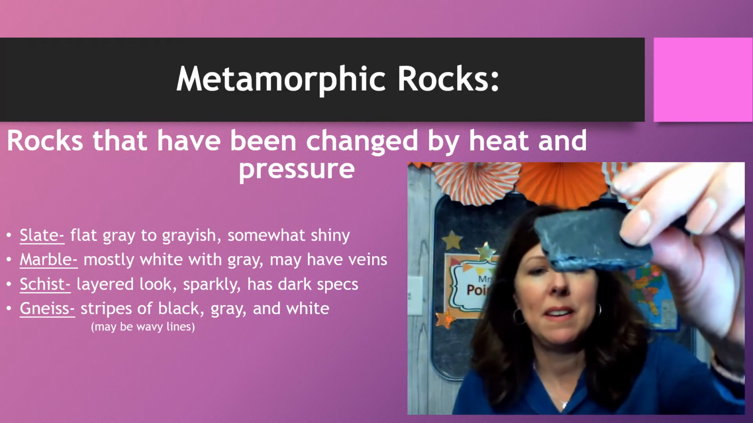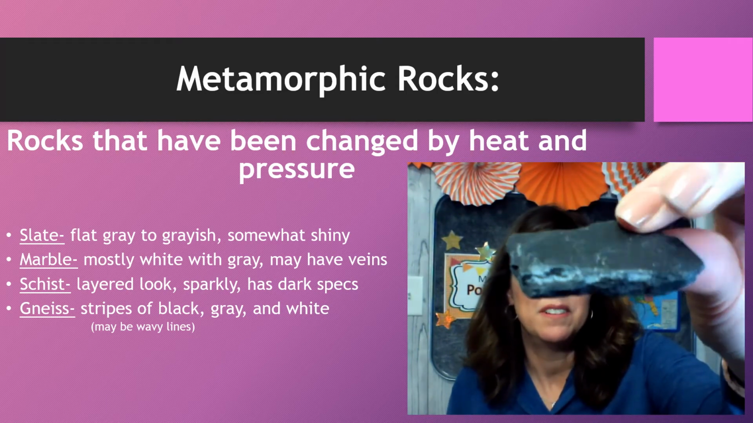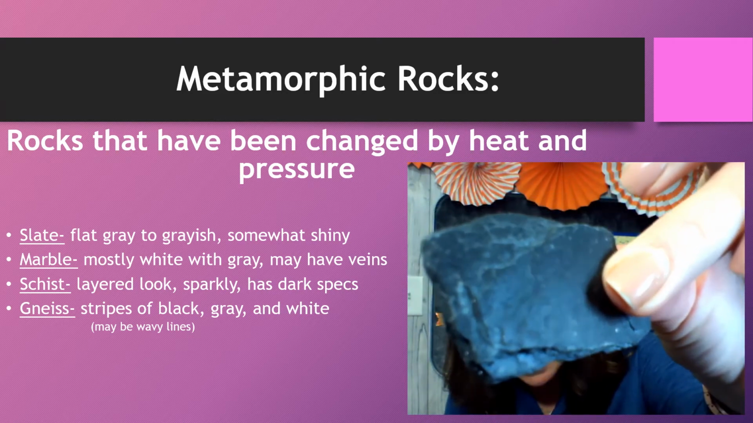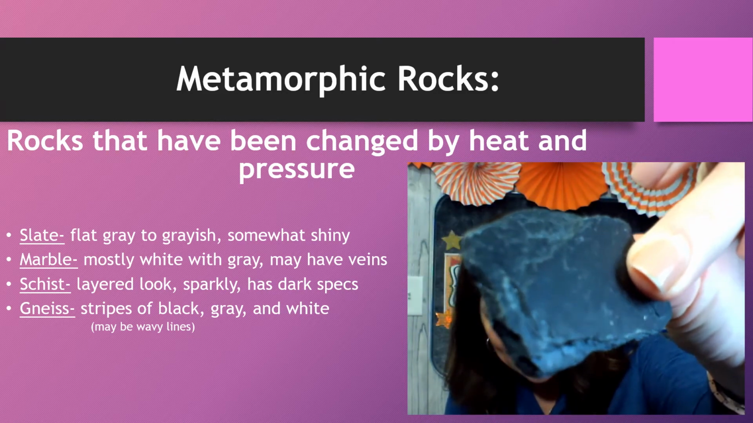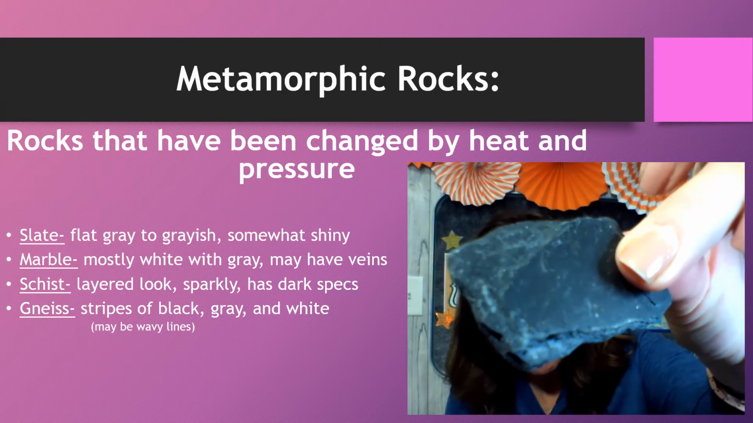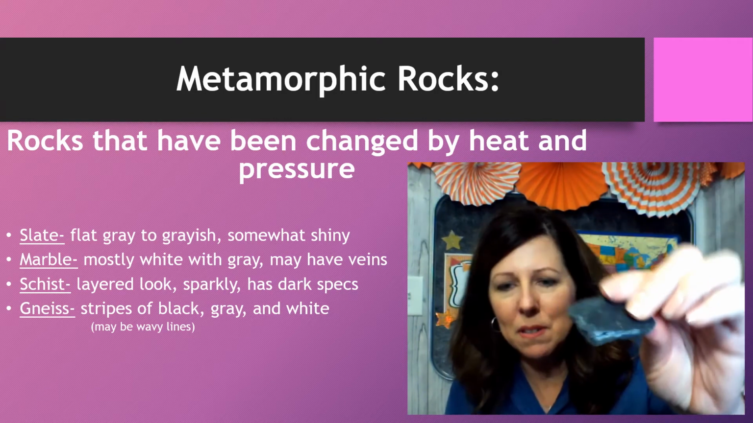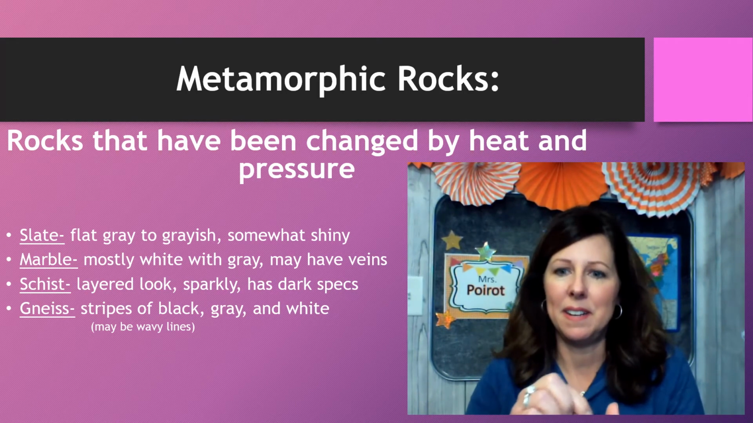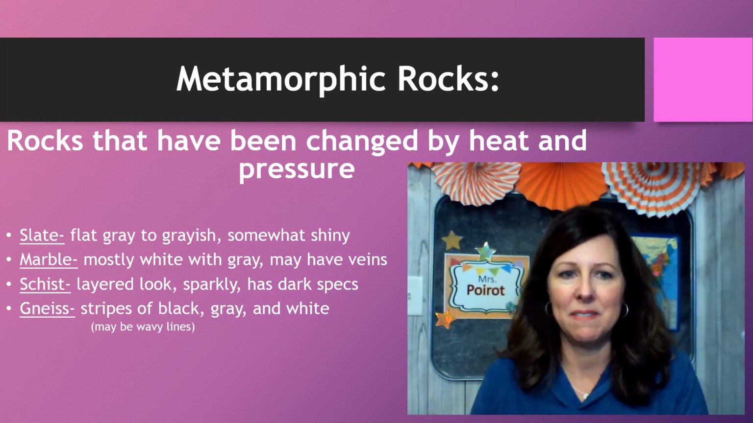And slate can be gray to grayish and somewhat shiny. I don't know if you can see a shine on that. Not very shiny, but a little bit. This is what people used to use back in the old days as their chalkboard. They could write on this and then erase it.